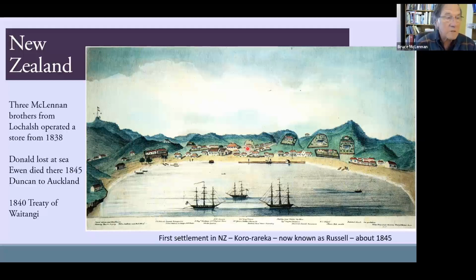There's a nice little museum there. Lovely spot to visit, actually. And then Duncan, the other brother who continued on, went on to be a great success, and his sons were members of Parliament and were a great wealthy family in New Zealand. The big thing in New Zealand is this Treaty of Waitangi. They took it round to all the Maori chiefs, and they signed it at different times, but about 1840-ish. So after these people had already got there, from Lochhouse, the MacLennans.